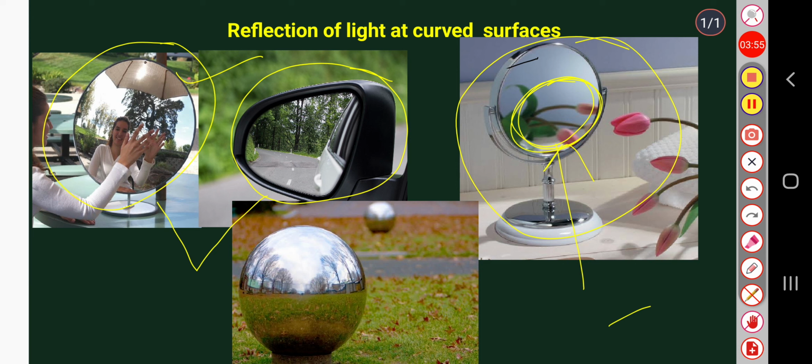Now look at one more picture here. What do you see in this? What is this? This is a sphere. This is what? A sphere.